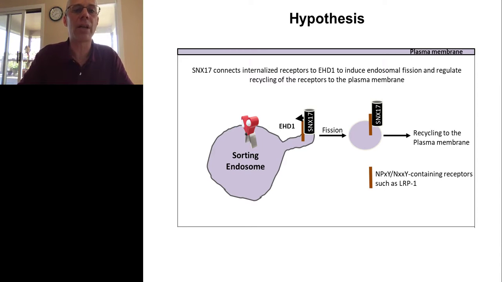And all of that brings us to the hypothesis that I'm going to take you through today: we have a sorting endosome, we have a receptor shown in brown here, and we have SNCC17 allowing that receptor to be pulled into this budding region that needs to undergo fission, and perhaps SNCC17 is able to interact with EHD1 and maybe even recruit it to this region that needs to undergo fission, and EHD1 will release the vesicle for recycling back to the plasma membrane.